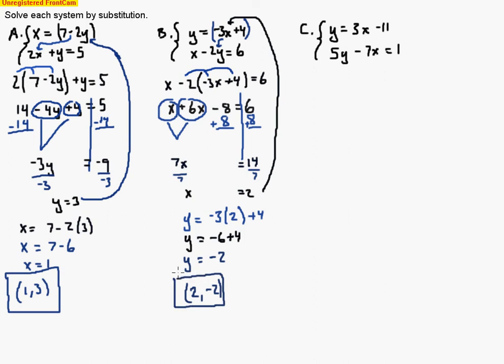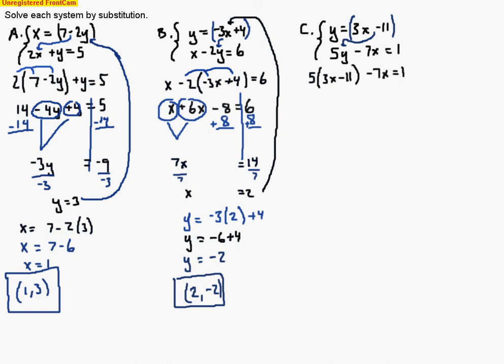Well, we've got another problem here. And this one is one where we've got y by itself, again, just like the last problem. So we're going to take the expression that y is, which is 3x minus 11, and that expression needs to go in place of y in that bottom equation. So let's go ahead and rewrite what we've got. We've got a 5 times y. Well, y is 3x minus 11, and then a minus 7x equals 1.